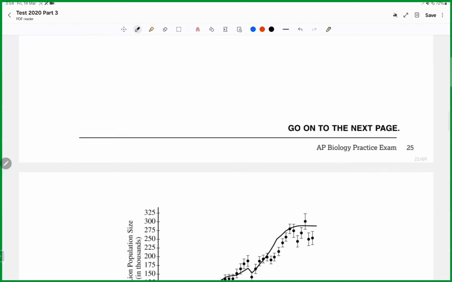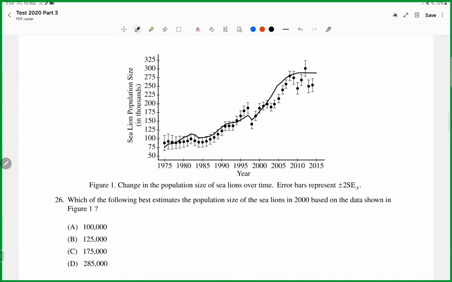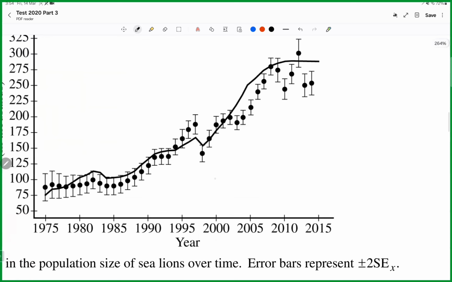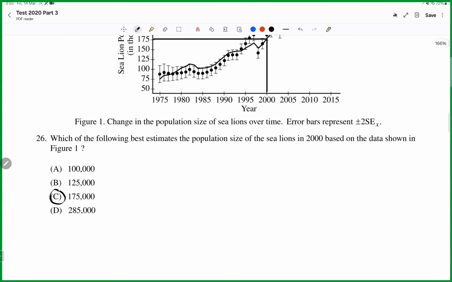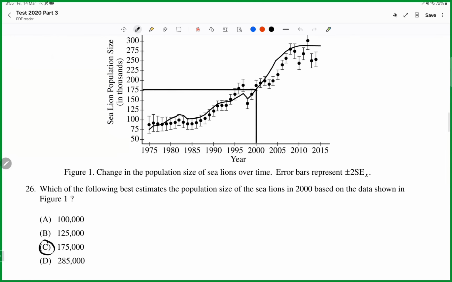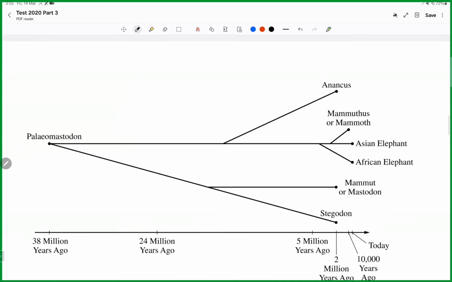Okay. Which of the following best estimates the population size of the sea lions in 2000 based on the data shown in Figure 1? Just connect the points.